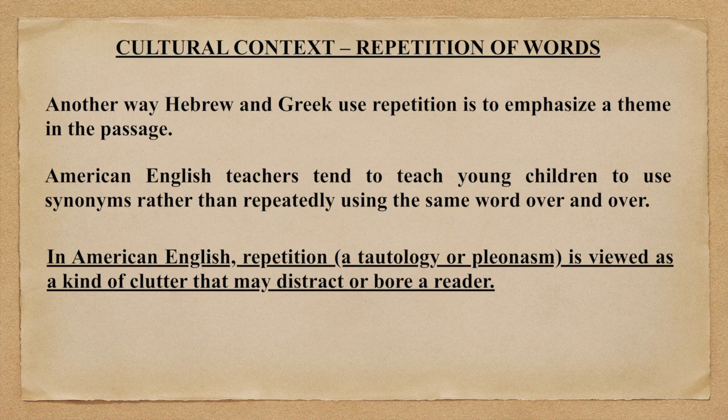In English, we don't employ double negatives, or at least didn't when I was a kid. But in Hebrew and Greek, they employed them for emphasis. Cultural context and the repetition of words. Another way Hebrew and Greek uses repetition is to emphasize a theme in the passage. However, in American English, teachers tend to teach young children to use synonyms rather than repeatedly using the same word over and over. An example of the difference between Hebrew and English can be seen in the way in which Ruth chapter 4 can be translated.